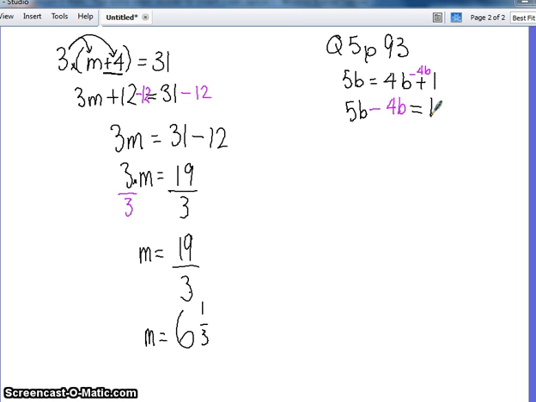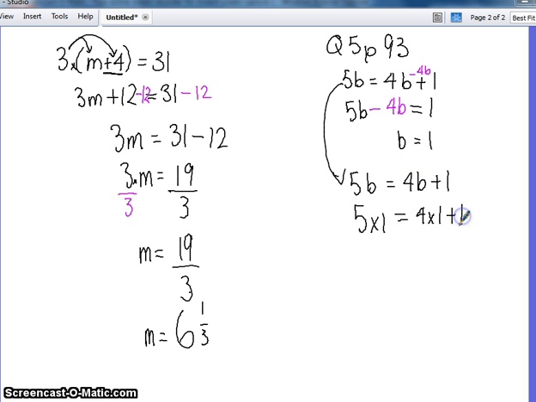4b will equal 1. 5b take 4b is 1b. We'll just leave it like that, b equals 1. You've solved it, you now know what b equals. You can put it back in by saying, this is our original phrase, 5b equals 4b plus 1. 5 times 1 equals 4 times 1 plus 1. 5 times 1 is 5. 4 times 1 is 4 plus 1 is 5.